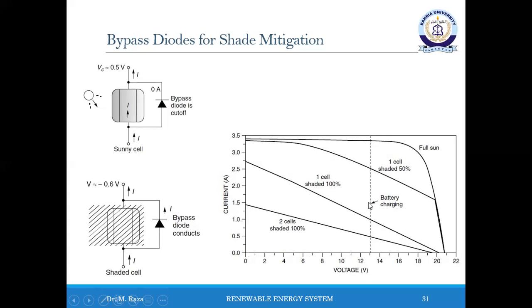The reduction in charging current for even a modest amount of shading is severe. So you can see that if we have shading of 50%, the current has reduced from 3.5 amperes to about 2.6 or 2.7. And if we have one cell completely 100% shaded, then we will have a current of about 1.2 or 1.3 amperes.